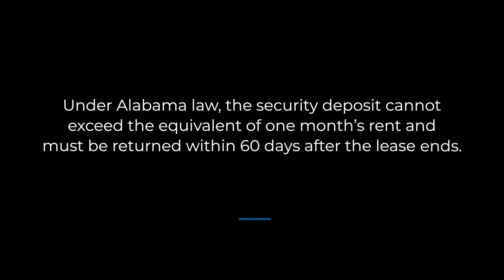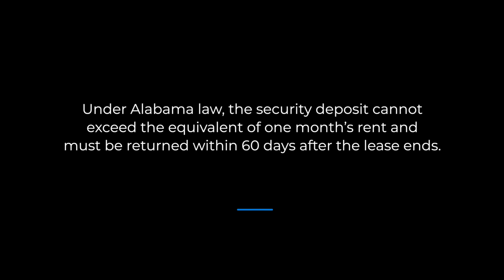Security deposit laws. Many lease agreements include a security deposit, which a tenant puts down as collateral and collects upon termination of the contract if no damages are recorded. Under Alabama law, the security deposit cannot exceed the equivalent of 1 month's rent and must be returned within 60 days after the lease ends.